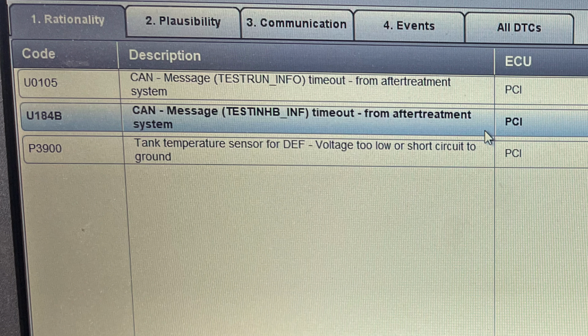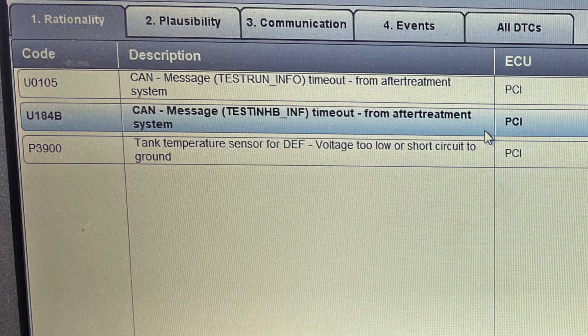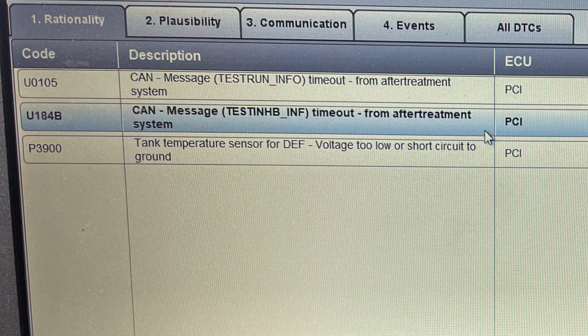So what you're looking at here are the fault codes that are active on the engine ECU. They call that the PCI, the Paccar Common Rail Injection. That's kind of a weird name, right? Well, that's nothing compared to the aftertreatment control module. That's called the EAS-3. Emissions something something. So that's all good. You know what it's called.